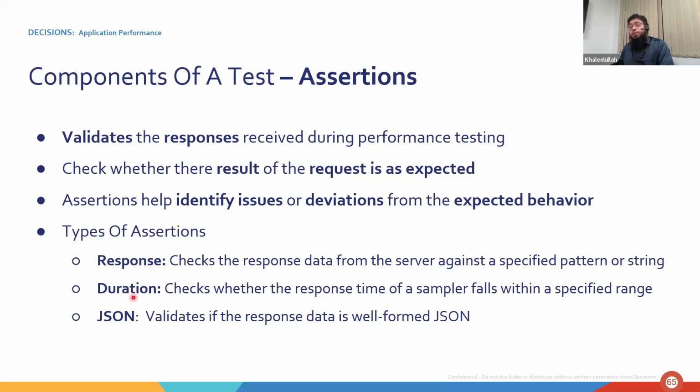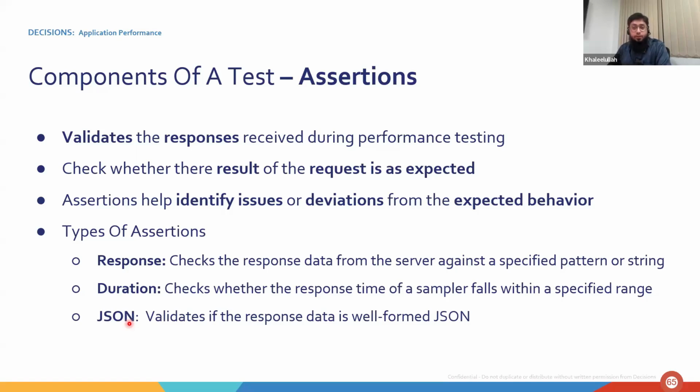There is duration assertion. Let's say I have an SLA with the customer saying that all the responses will always arrive within 1 second. Then I can set a duration assertion during my load test to make sure that I get notified when the duration is more than 1 second. Next, we have JSON assertions. Let's say you're testing an API and you want to validate the JSON which was sent by the server. You can do that with the help of JSON assertion.